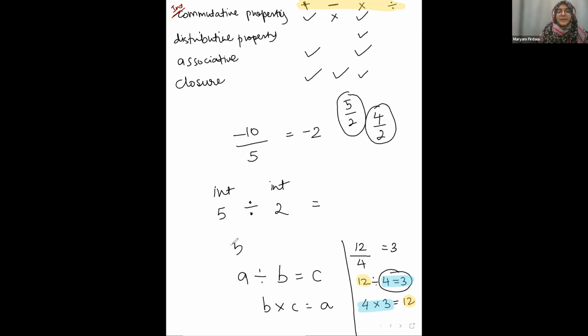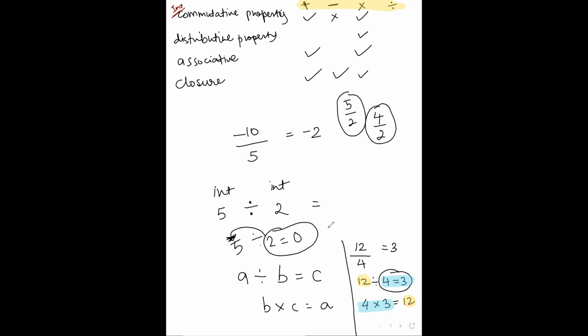So you are saying that 5 divided by 2 is equal to 0. So that should mean that 2 multiplied by 0 should be 5. But is that true? No. So that means 5 divided by 2 is not 0, right? So how are we going to do this question?